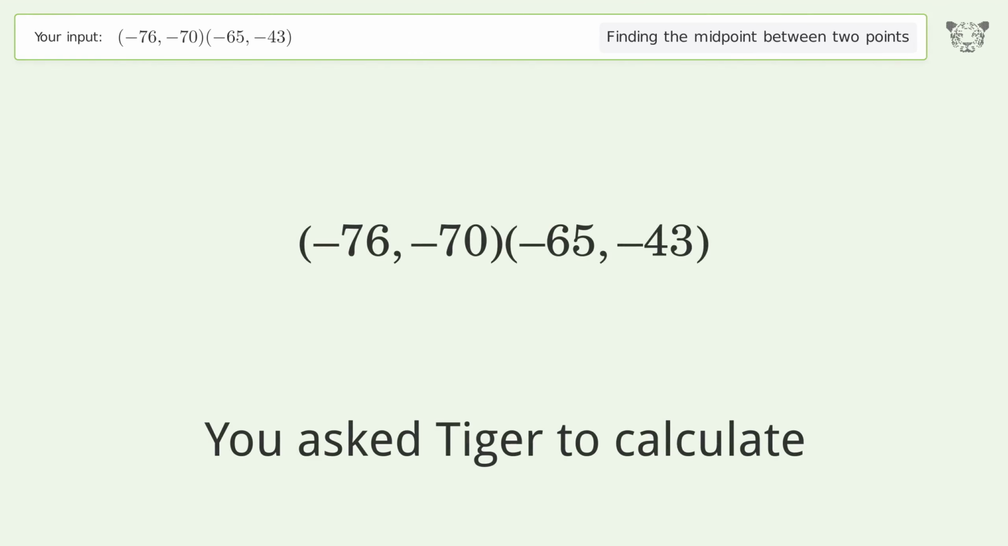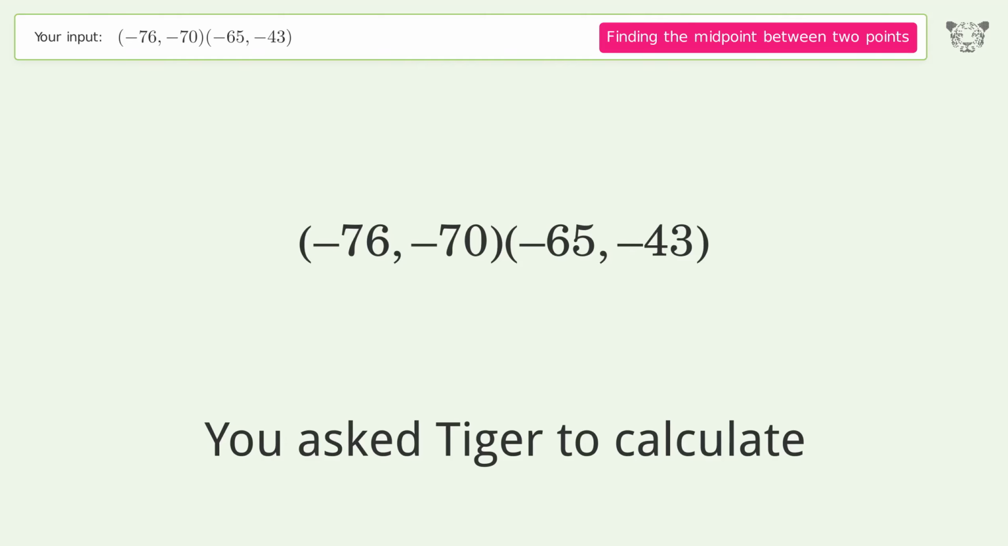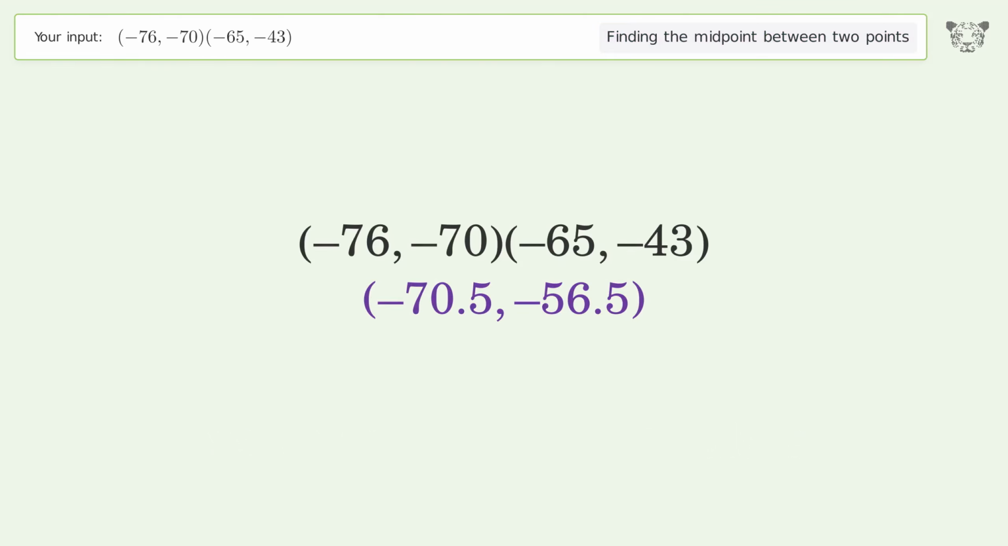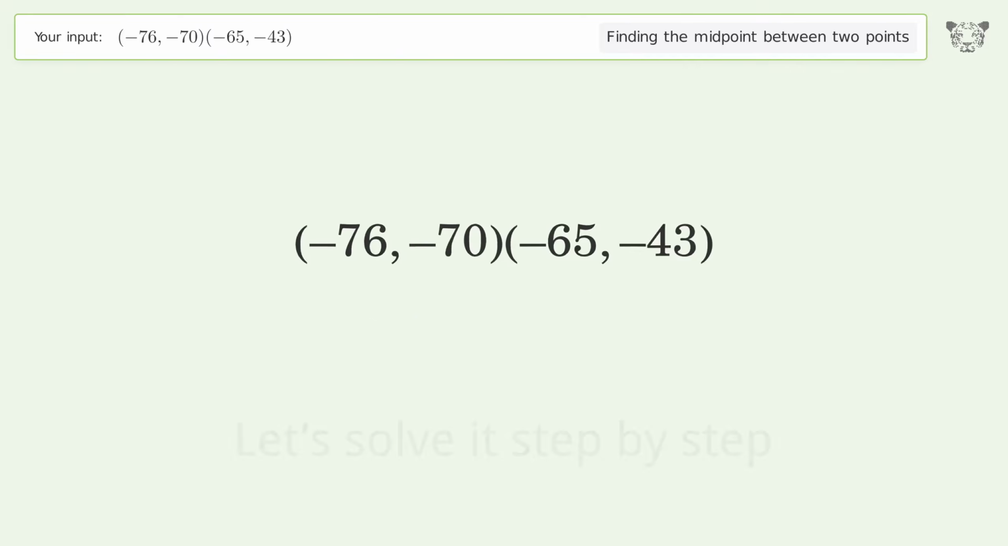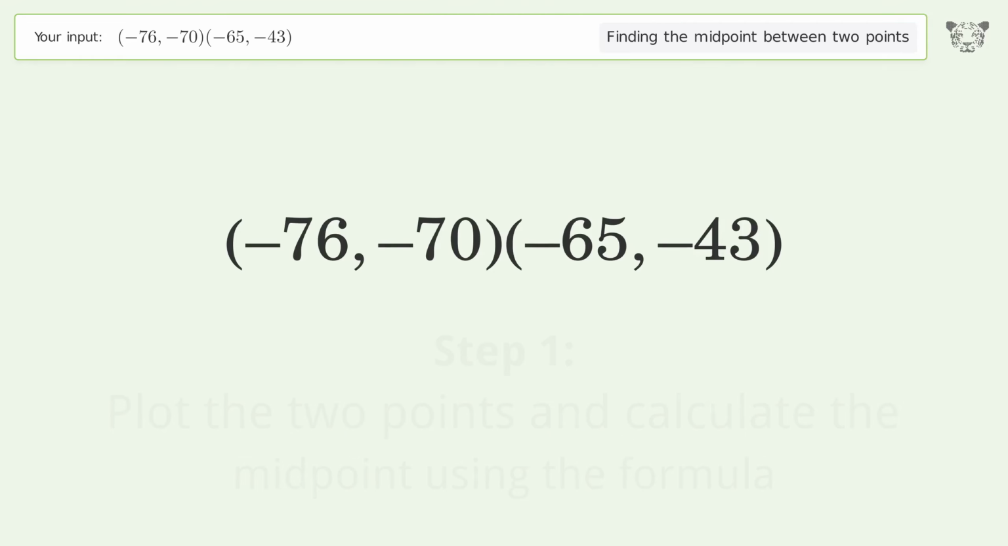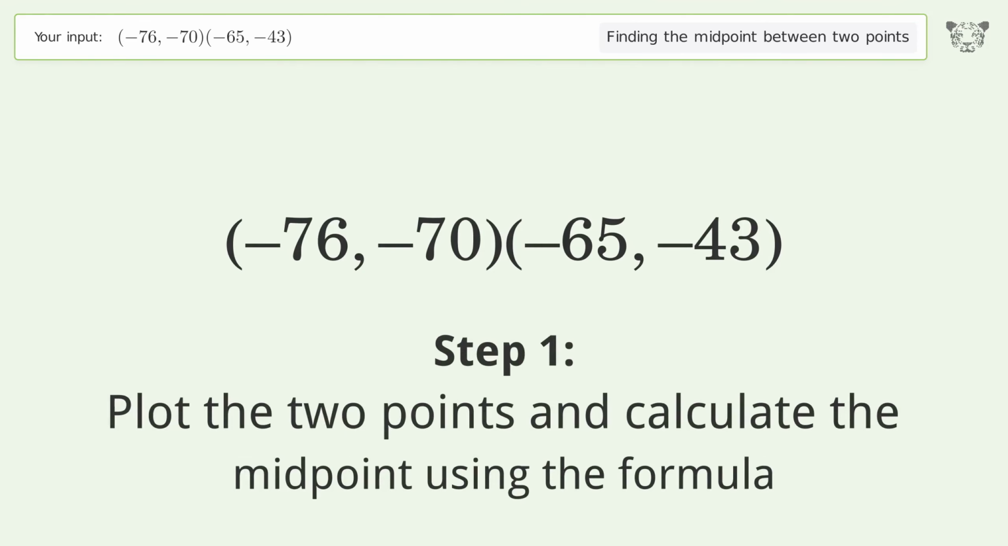You ask Tiger to calculate. This deals with finding the midpoint between 2 points. The midpoint between the 2 points is -70.5, -56.5. Let's solve it step by step. Plot the 2 points and calculate the midpoint using the formula.